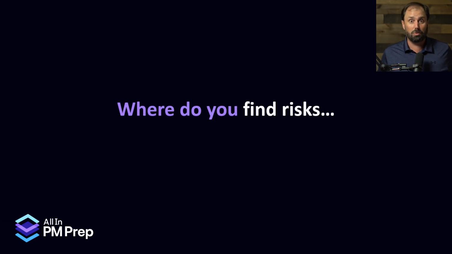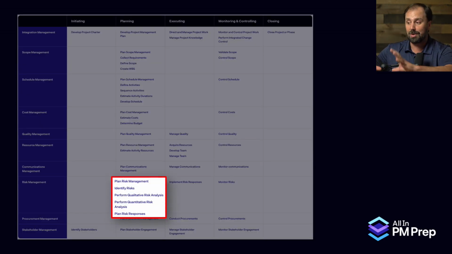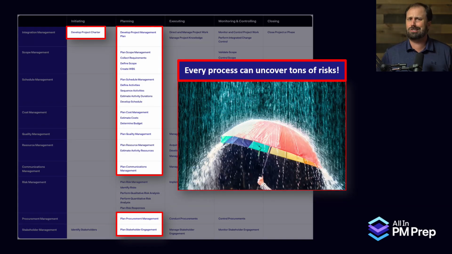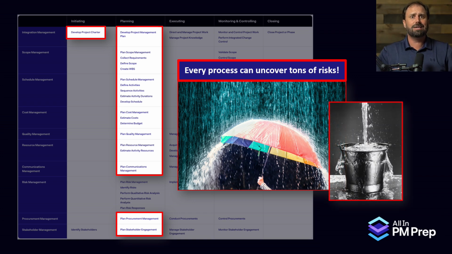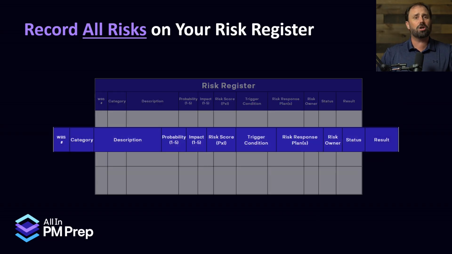Now, where do we find risks? There are a lot of different places to look. We're in planning, with those processes in risk. Look at all the other things that we've either done or are doing. We've developed a charter. We're developing our baseline. We're talking about quality, people, communications, and stakeholders. Every single one of those conversations, every one of those processes, we can squeeze risks and opportunities out of. They're raining on us. All we need to do is get a bucket to catch them. Our bucket for risk is called the risk register, and we're going to write them all down.